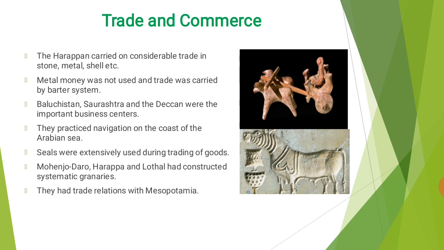Let us come to trade and commerce. The Harappans carried on considerable trade in stone, metal, shell, etc. Metal money was not in use. Trade was carried out by the barter system. Children, do you remember the meaning of barter system? Exchanging goods for goods is called barter system. Indus Valley people also used the barter system.